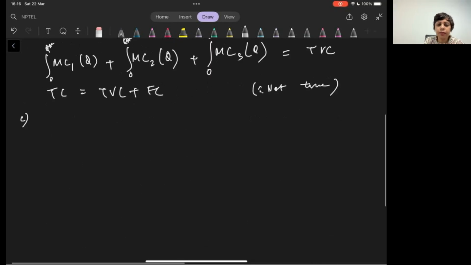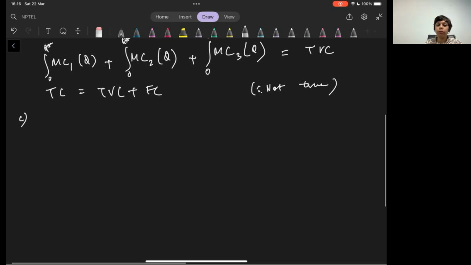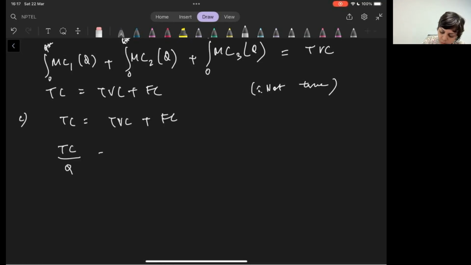Okay, statement C is average total cost is the sum of average fixed cost and average variable cost. This we already saw just a few statements back. Let's go back one step and just write the expression for total cost again: total variable cost plus fixed cost. Now divide the whole expression by Q. You get TC by Q is equal to TVC by Q plus fixed cost by Q.